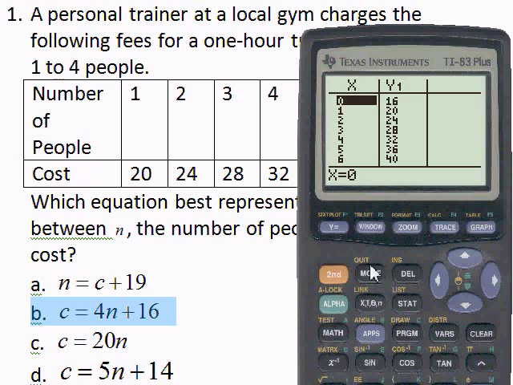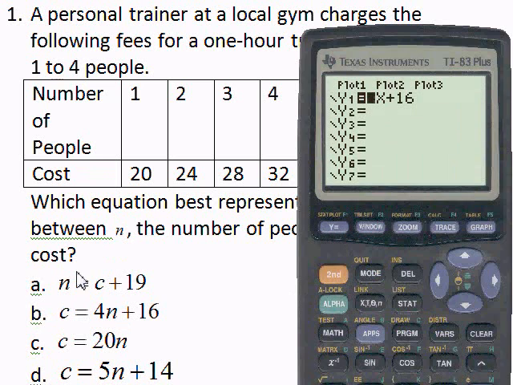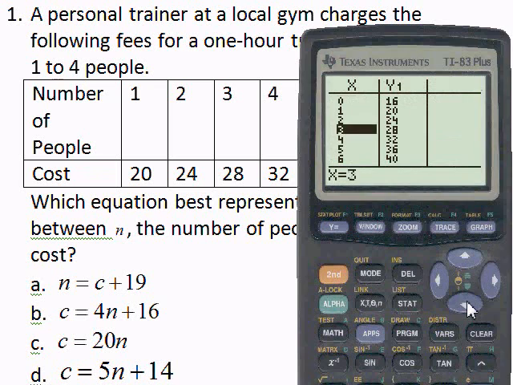Again, the quick way to do that was just to go to your y equals, type in the equations one at a time, and go to second table to see which one actually matched the table that we were given.